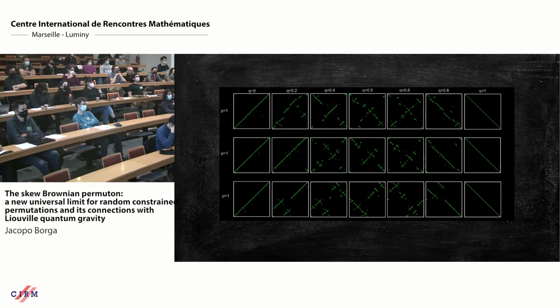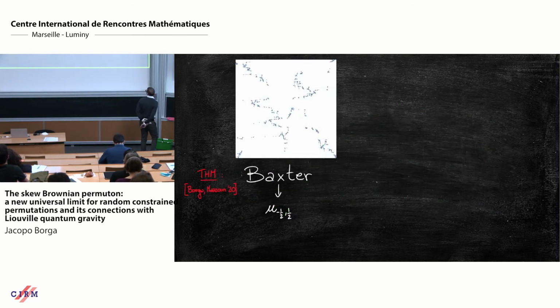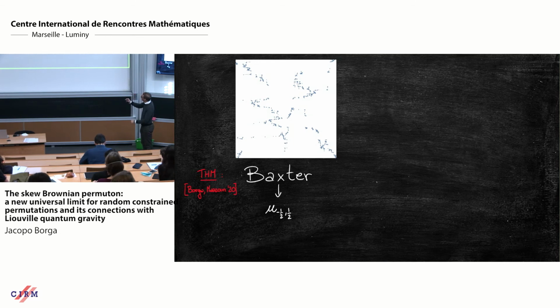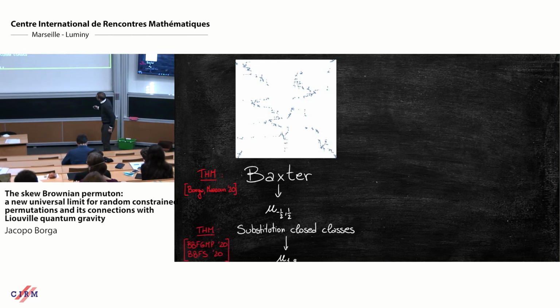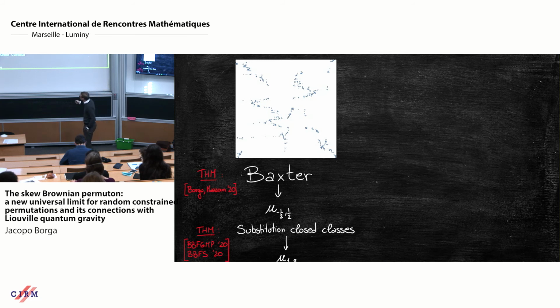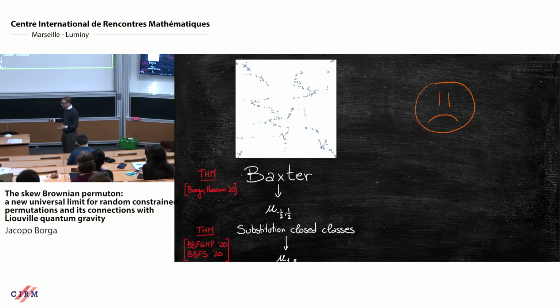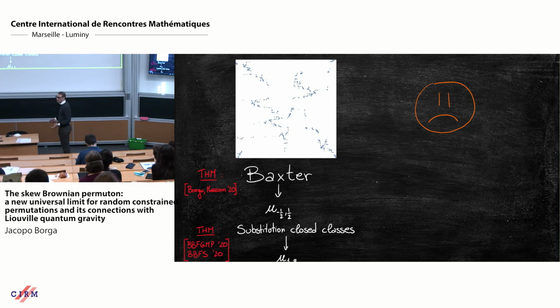So if I'm right, I'm still having 10 minutes, right? Okay. The last 10 minutes, I will switch to another topic. But before, let me give you a final remark. Here, we show that Baxter permutations are converging to mu -1/2, 1/2, and substitution closed classes to mu 1, q, right? So I was really sad about it. And why? I did this job, you construct a whole family of objects, and the only examples that you know are both pathological.